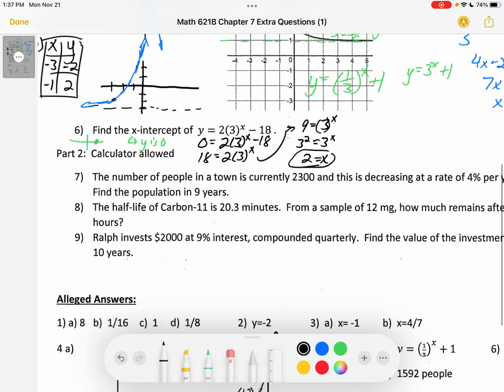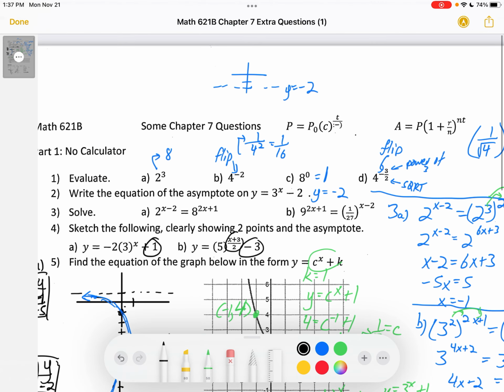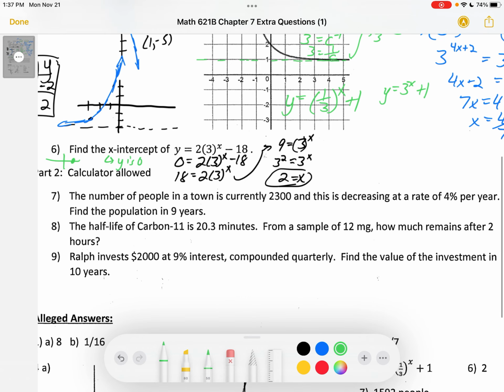Okay, the next part. Calculator is allowed here. The number of people living in a town is currently 2,300, decreasing at a rate of 4% per year. Find the population in 9 years. So we've got these forms of equations up here. The one on the right with the A equals is the compound interest formula. The one on the left is sort of a more generalized thing.